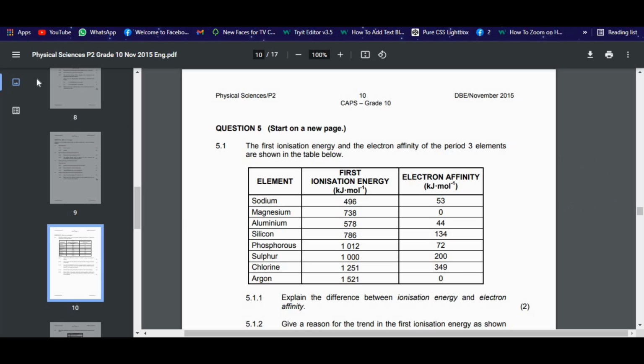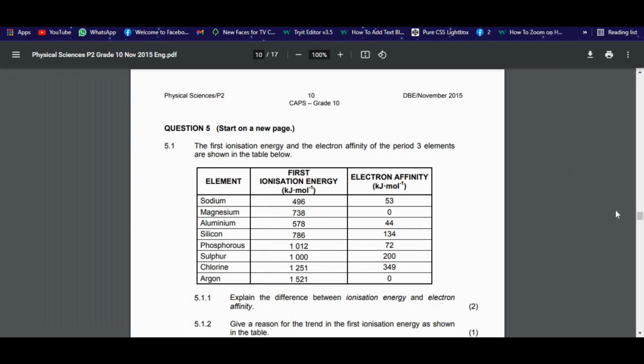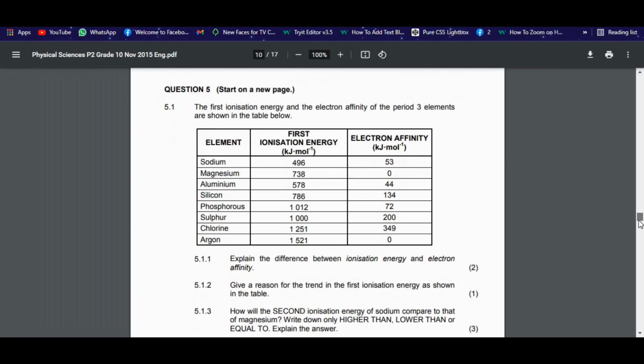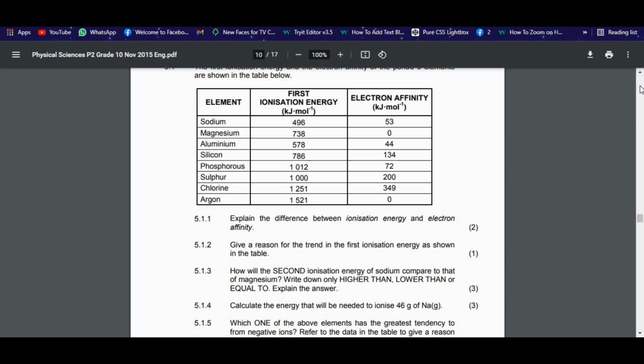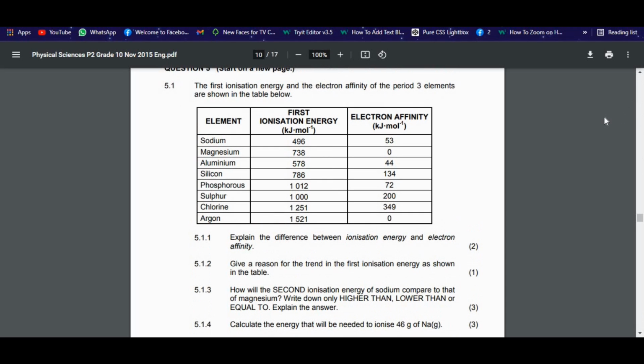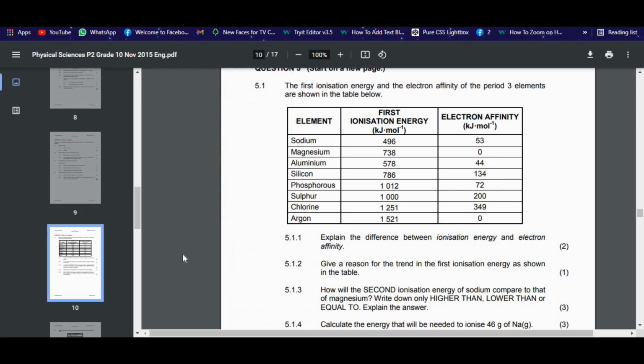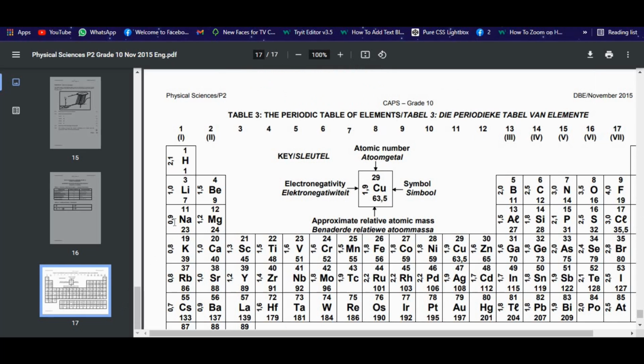All right, I think we still have time for question 5. Now question 5, still sticking with some of those ions there. The first ionization energy and electron affinity of period 3 elements are shown in the table below. So we've got period 3, so sodium, magnesium, aluminium. If we get our periodic table quickly, we go find period 3. Find sodium. So we've got sodium, magnesium, aluminium, and so on.